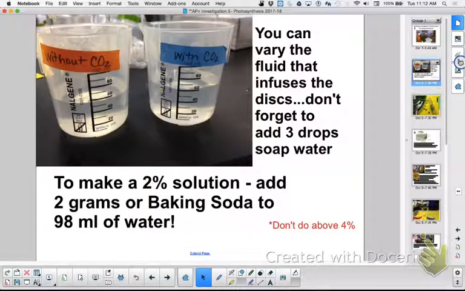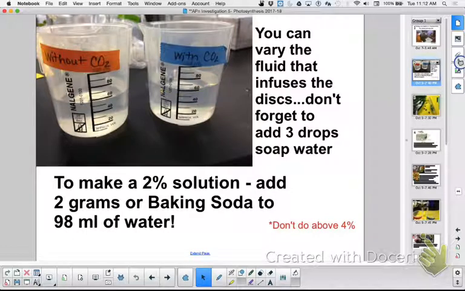We are talking about investigation number 5, photosynthesis, the sinking leaf disc lab. You could vary many things in this lab, but the part that we are going to vary for our lab today is what? What are we varying? Carbon dioxide. Yeah, the carbon dioxide in the water. Perfect. That is your input, right?